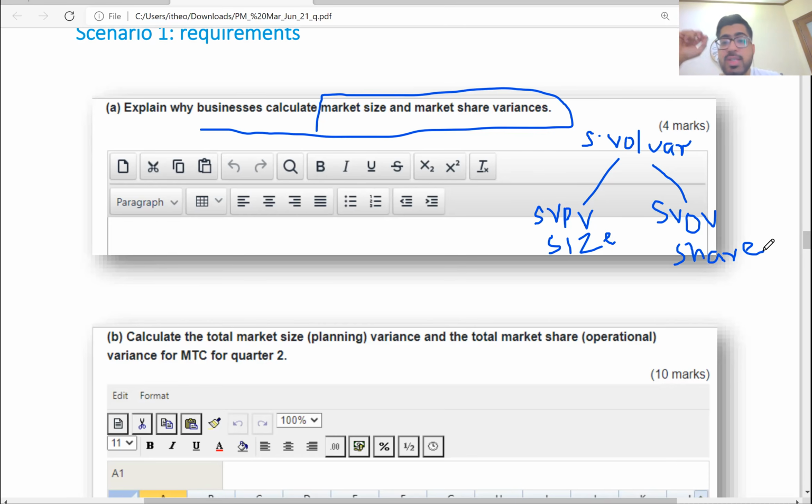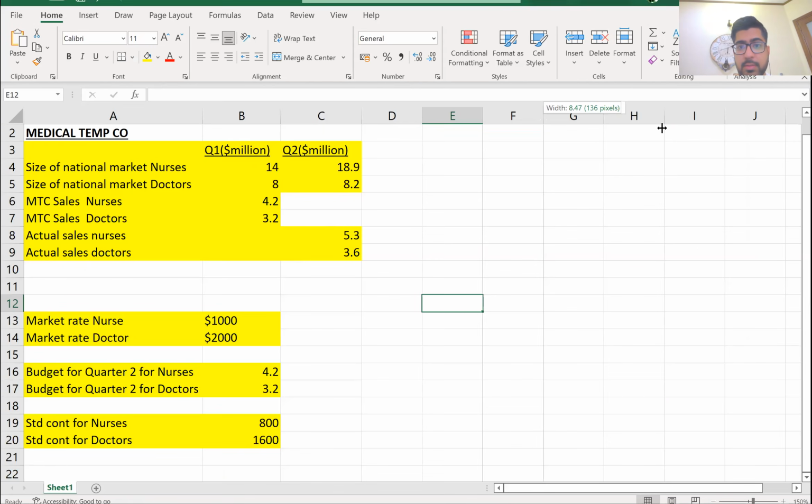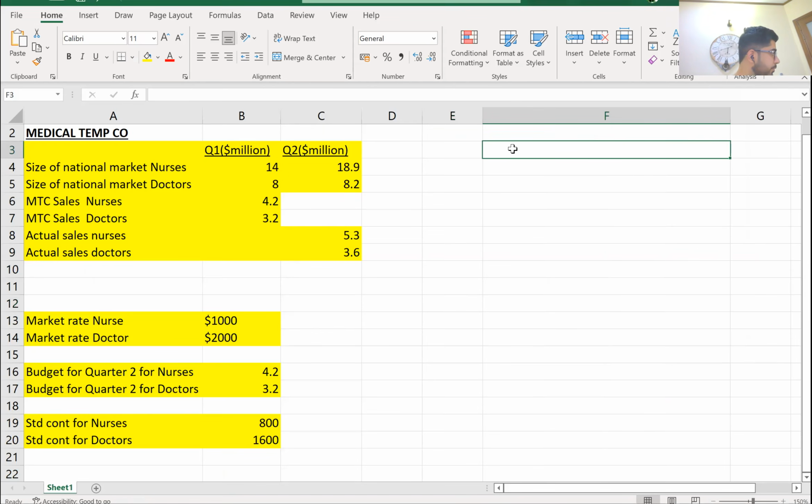But sales volume variance is also split into planning and operational: sales volume planning and sales volume operational. This sales volume planning variance is called market size variance, and this sales volume operational variance is called market share variance. I will guide you through this in detail, because I will be using this for the next part as well. Okay. If you just talk about sales volume variance.